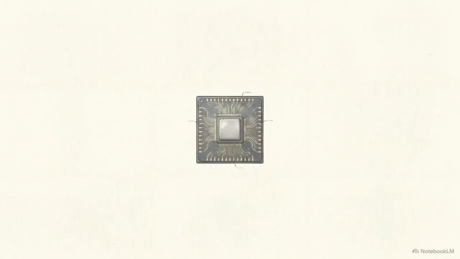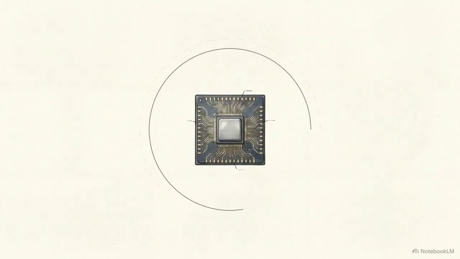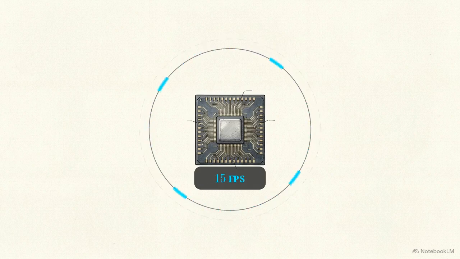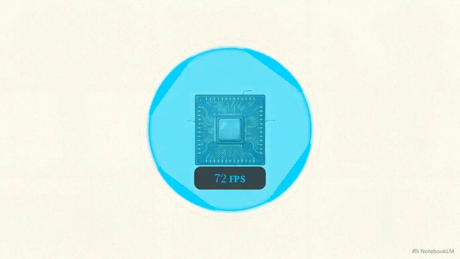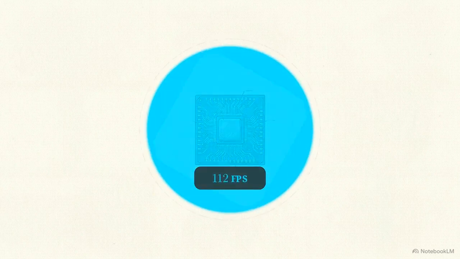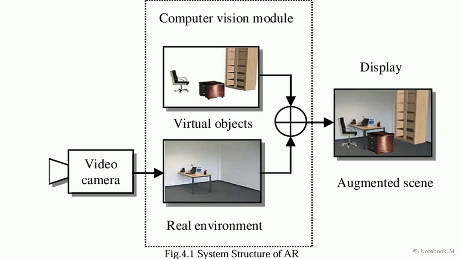But creating that overlay is incredibly difficult. An AR application isn't a static filter snapped over a photograph. It is a highly constrained, continuous computational loop that has to refresh dozens of times every single second. We map that loop using this system flowchart.